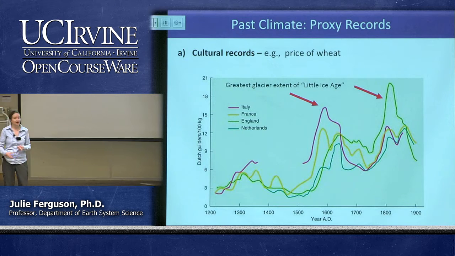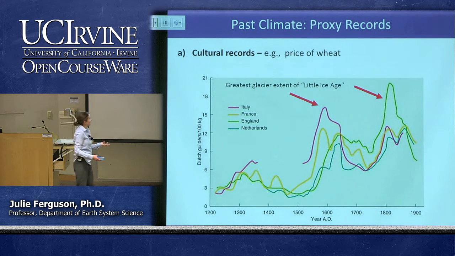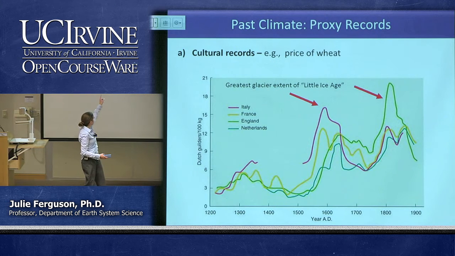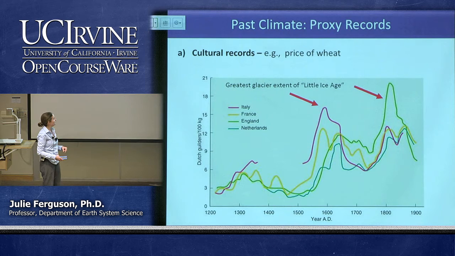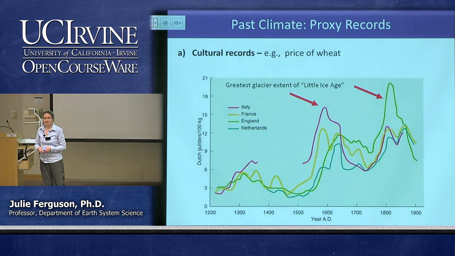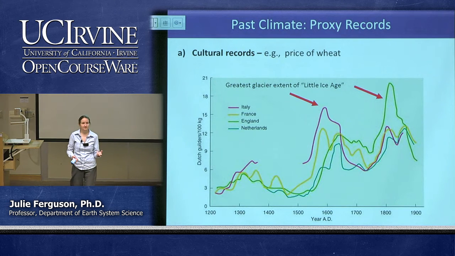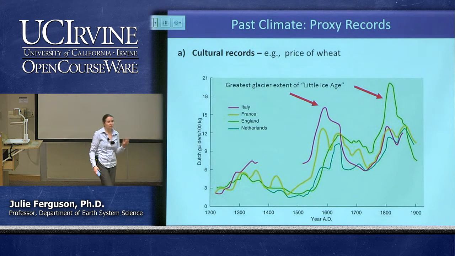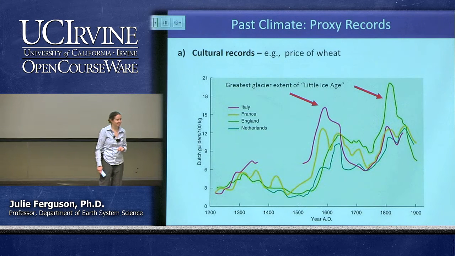So, for example, in Europe, we can find records of things like the grain prices going back hundreds of years. And you can see that in all of the countries, at two particular times, the price spiked. And what that can tell us is probably something about climate. Why do you think we might want to look at 4 countries rather than just, say, the UK or France?